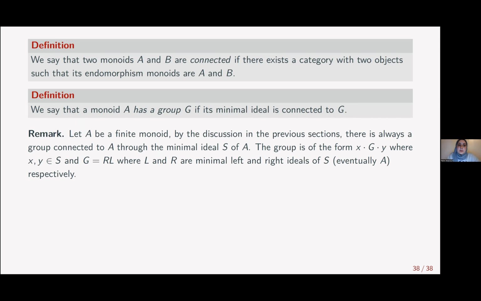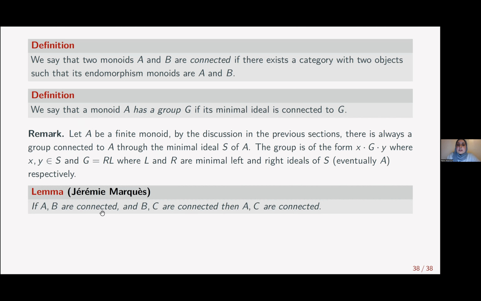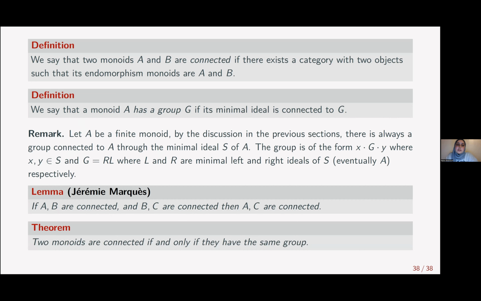And a lemma by Jeremy Marquez says that if A, B are connected and B, C are connected, then A, C are connected. So it means that the connectivity property is transitive. And from this lemma and by our work before, we conclude this theorem that two monoids are connected if and only if they have the same group. So if they share the same group.